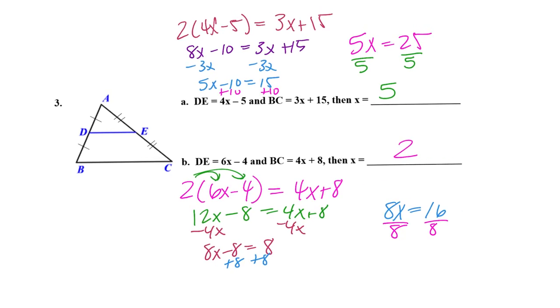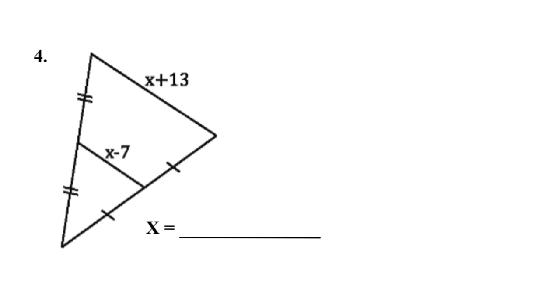Hopefully this is making sense because I am going to ask you to try the next one on your own and see how you do. See if you get the right answer. All right, try number 4 on your own. Remember, identify which one is the midsegment, multiply it by 2, and set it equal to the third side of the triangle. All right, pause the video and then check your work and see how you did.